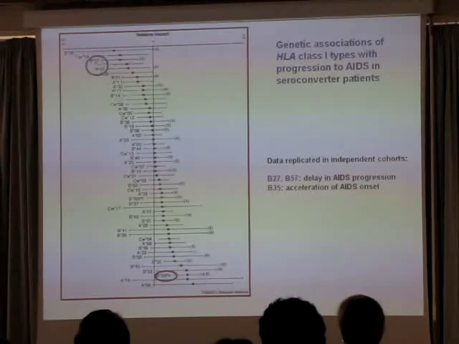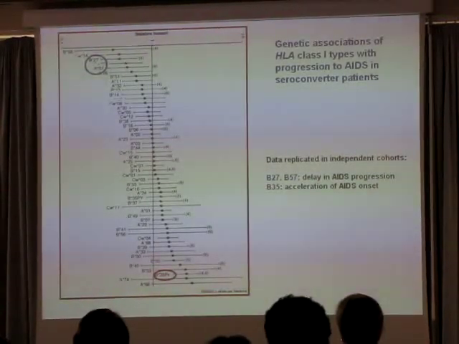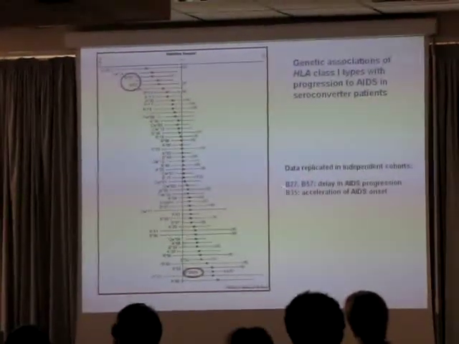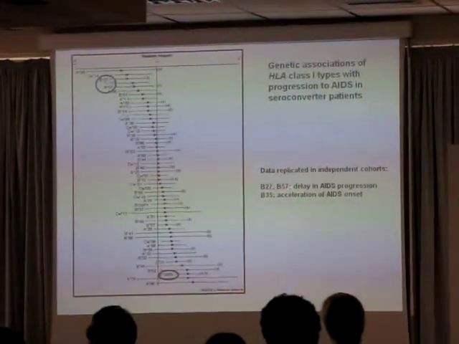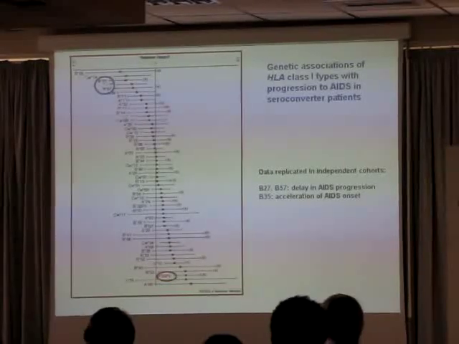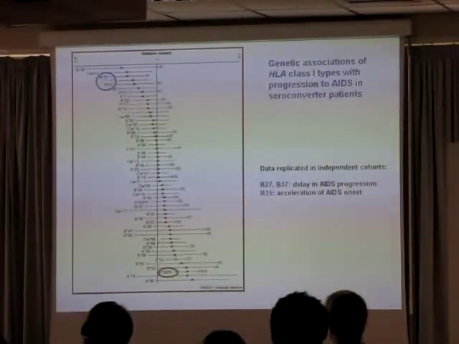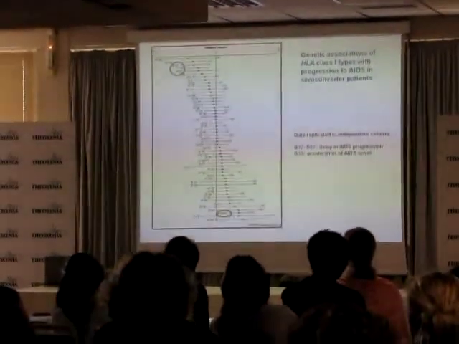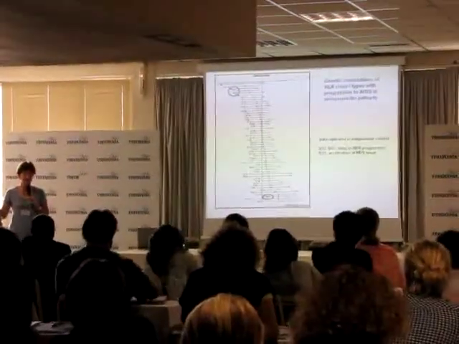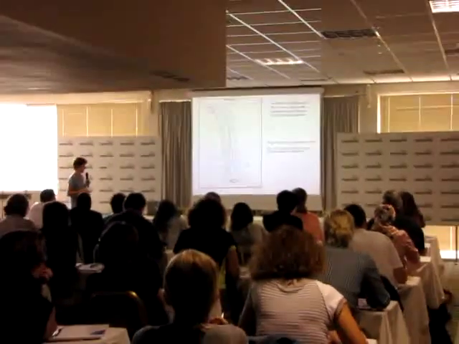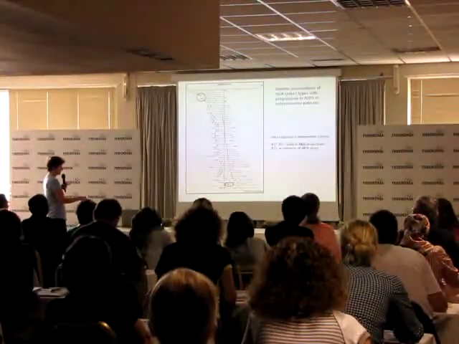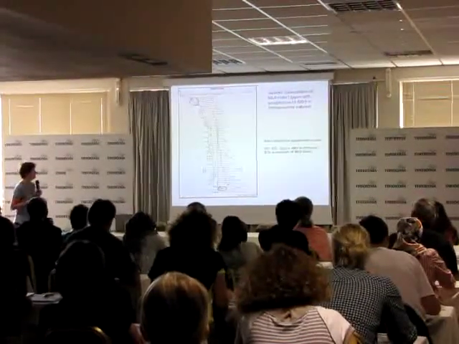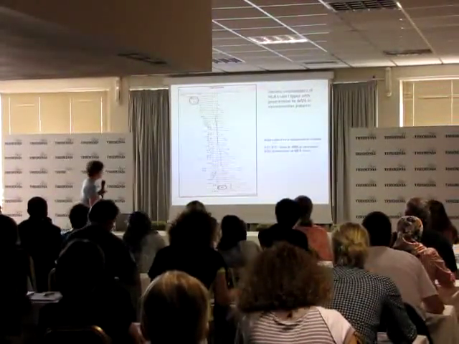And these data have been now largely replicated in many different cohorts, and they all confirm that there are two alleles, B27 and B57, that are strongly involved in a delay in AIDS progression, which means that these two alleles confer protection from the development of AIDS disease in HIV-infected individuals. By contrast, B35 accelerates the onset of AIDS. So how is it possible?